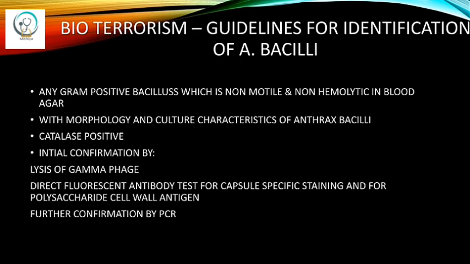Then we know the anthrax spore is widely used as a bioterrorism agent, and the guideline for identification of anthrax bacilli in case of bioterrorism is: any gram-positive bacilli which is non-motile and non-hemolytic on blood agar, with morphology and cultural characteristics similar to those of anthrax bacilli, and catalase positive. Initial confirmation is done by lysis by gamma phage and direct fluorescent antibody test for capsule-specific staining and for polysaccharide cell wall antigen, and further confirmation is done by PCR.